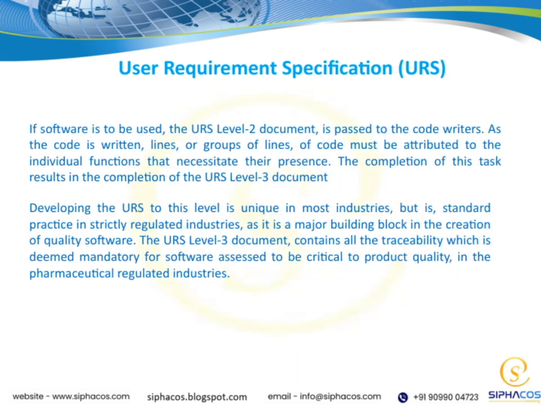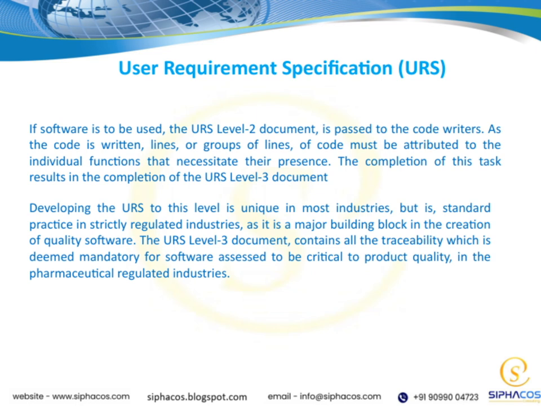Developing the User Requirements Specification, or URS, to this level is actually quite unique in most industries. However, in strictly regulated sectors like pharmaceuticals, it's considered standard practice. This rigorous approach is really a cornerstone in creating high-quality, compliant software. Specifically, the URS Level 3 document includes all the traceability that's considered mandatory when the software is critical to product quality. This level of detail ensures that every requirement can be traced back and verified, which is essential in regulated environments.